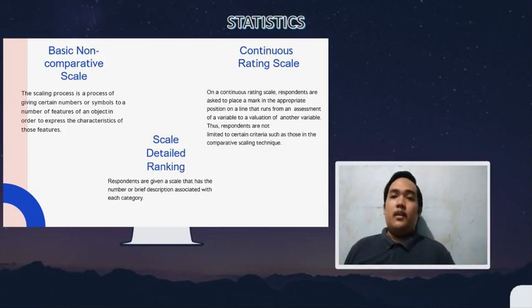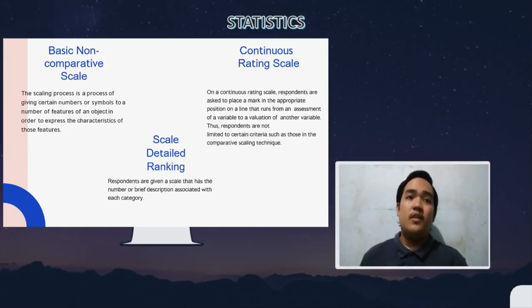The non-comparative scale has two techniques in the process, namely continuous rating scale and detailed ranking scale. The first is continuous rating scale. On a continuous rating scale, respondents are asked to place a mark at the appropriate position on the line that runs from one assessment variable to another variable valuation. Thus, respondents are not restricted with certain criteria as in the comparative scaling technique.